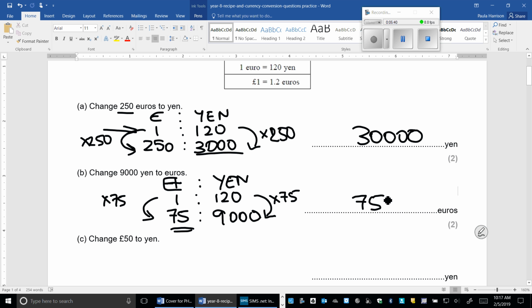So, does everyone see how these questions are just ratio questions written in a different format? Yes? They're pretty straightforward, hopefully, as long as you're remembering your rules for ratios. The next question is a lot trickier.